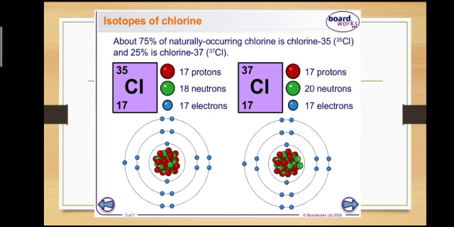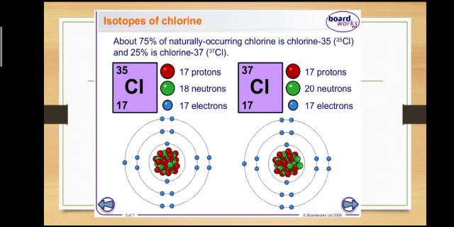Compare these two atoms. They have the same atomic number but differ in their mass number. So what can we conclude from this statement? Atoms of the same element may have different atomic masses.